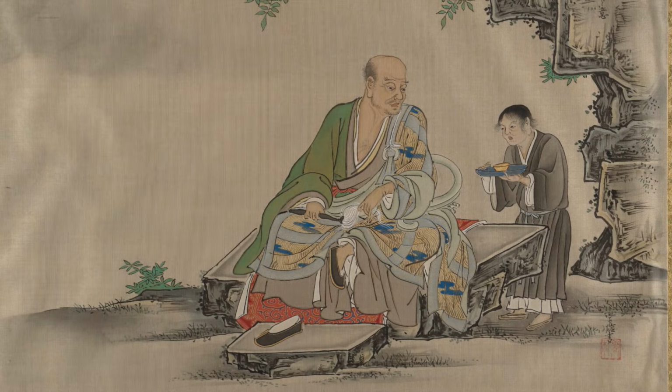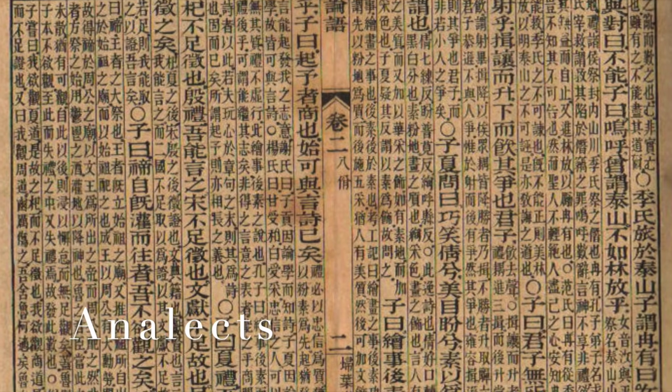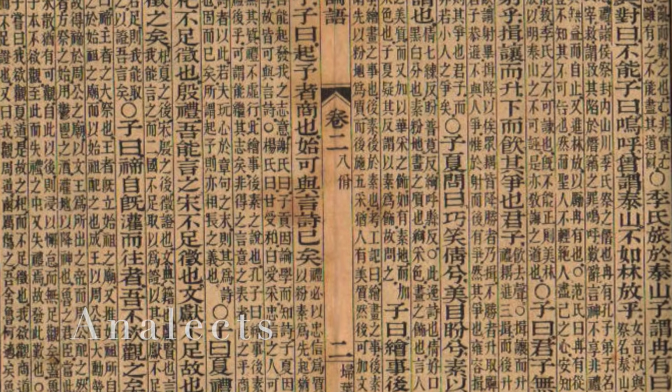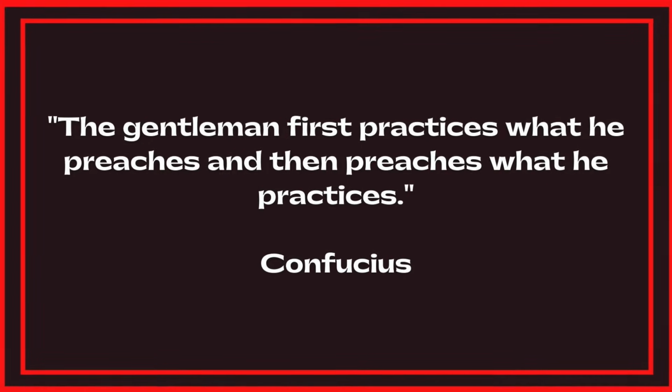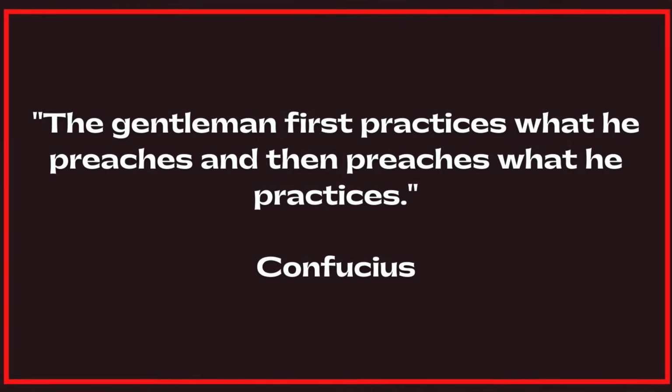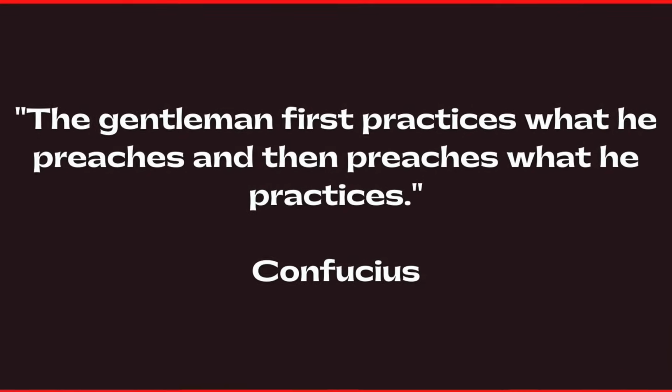Confucius' sayings were kept in a book called the Analects. Confucianism was used by the civil service to train future bureaucrats in China. Here is a quote by Confucius. "The gentleman first practices what he preaches, and then preaches what he practices."